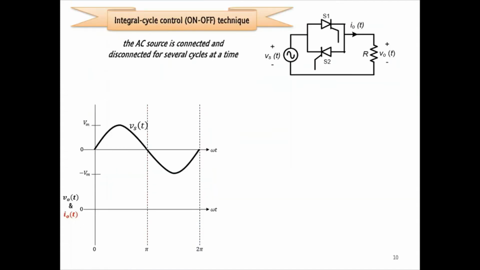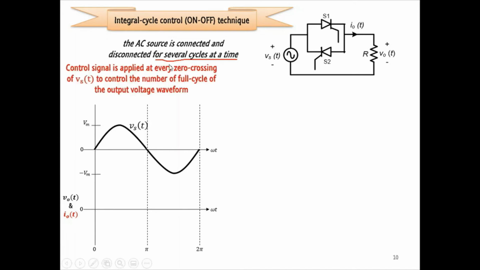Lastly, we will discuss the operation of the AC voltage controller using the integral cycle or on-off control technique. By using this technique, the AC source is connected and disconnected to the load for several cycles at a time. Therefore, the control signal is applied at every zero crossing of the supply voltage waveform to control the number of full cycles of the output voltage waveform.